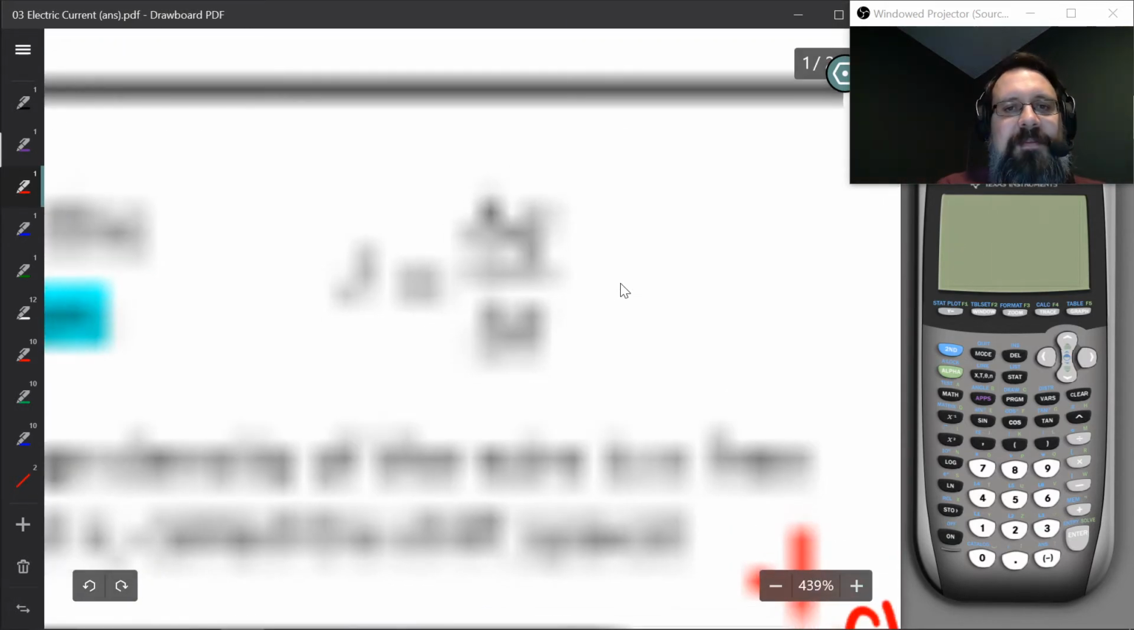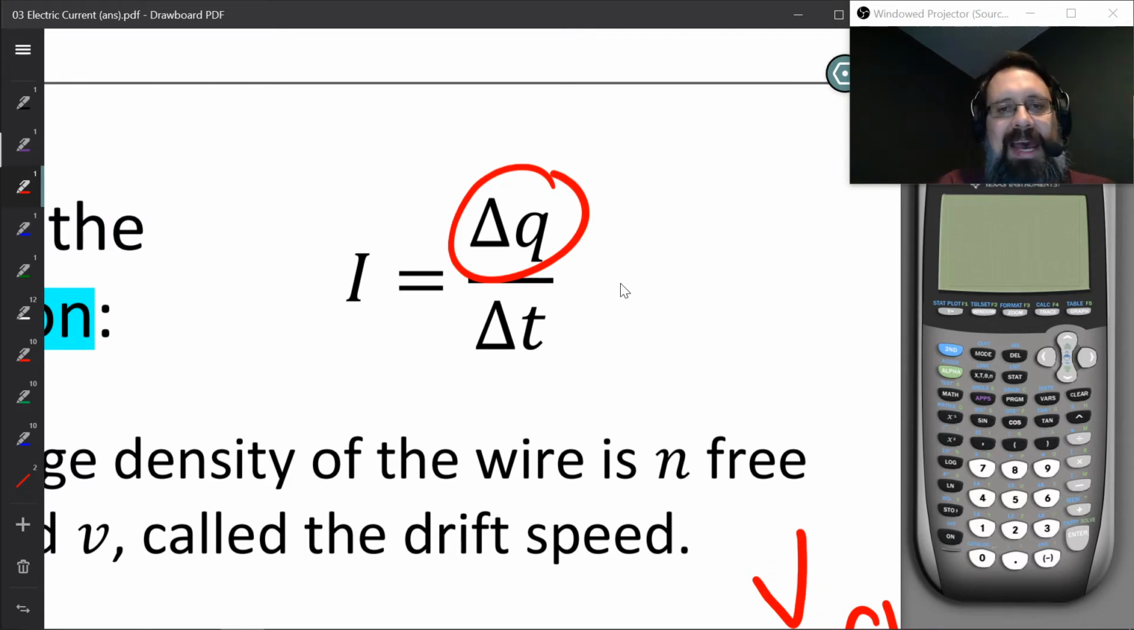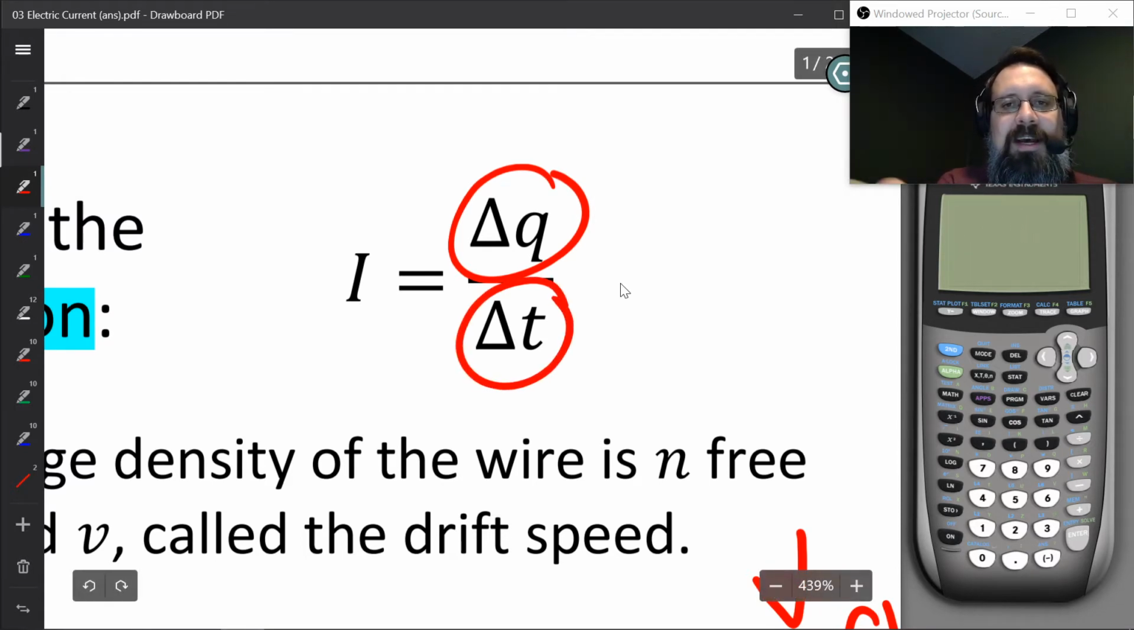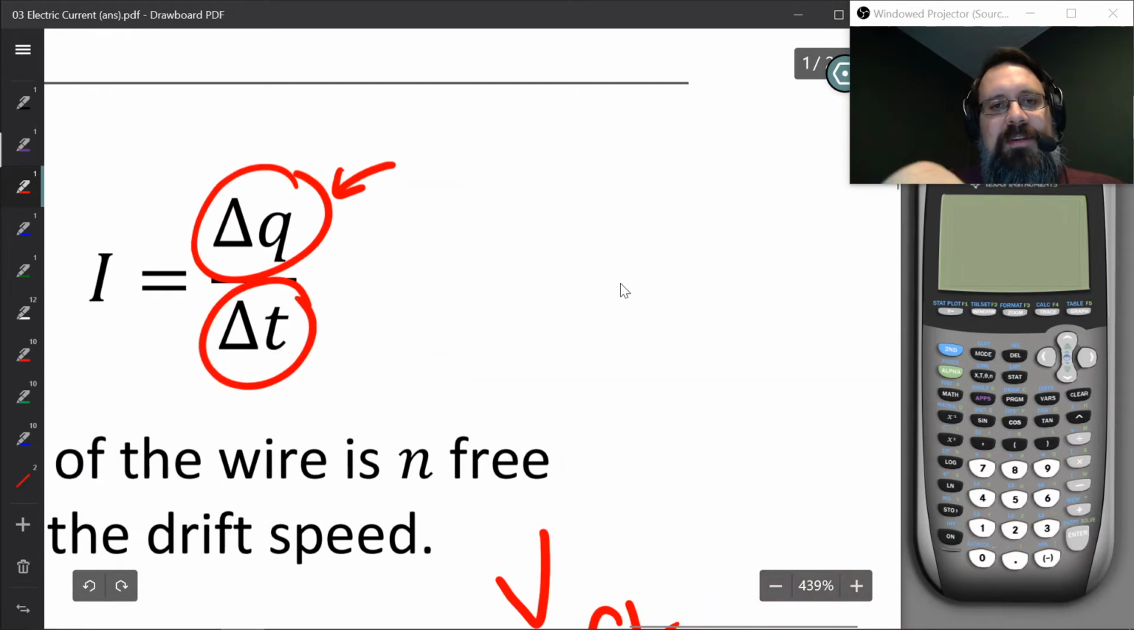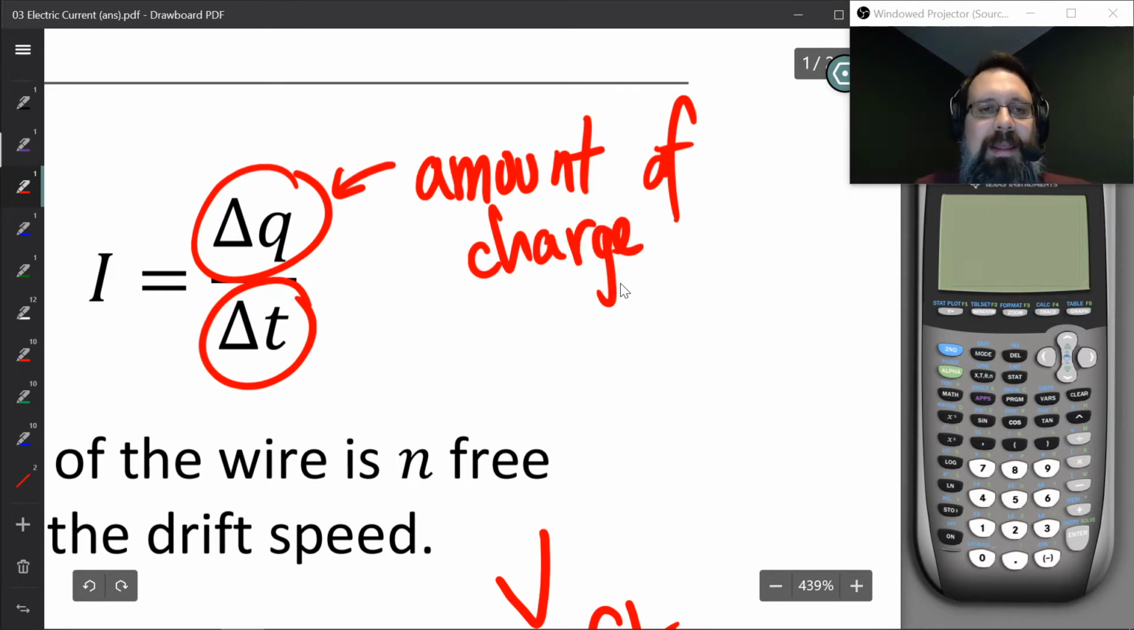Okay, so current is defined as the amount of charge, so it's how much charge passes through the cross section per time. So this is the amount of charge, and then this down here is the time.